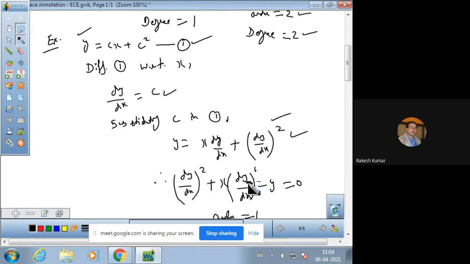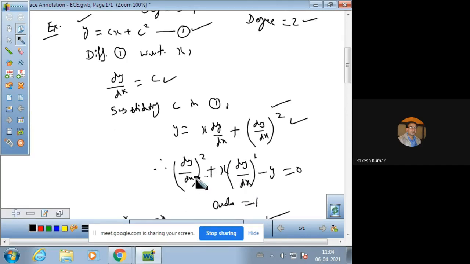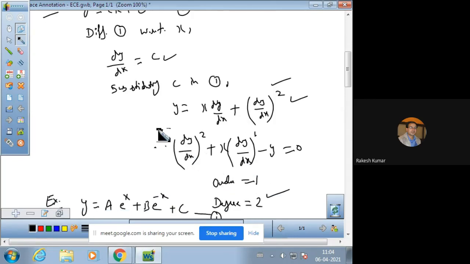So this equation involves the differentials, and the order of the derivative is 1. So this is the ordinary differential equation of order 1. And if we talk about the degree, it means the maximum whole power of a differential. Its whole power is 2 and its whole power is 1. So the maximum power is 2. That is why the degree of this differential equation is 2.